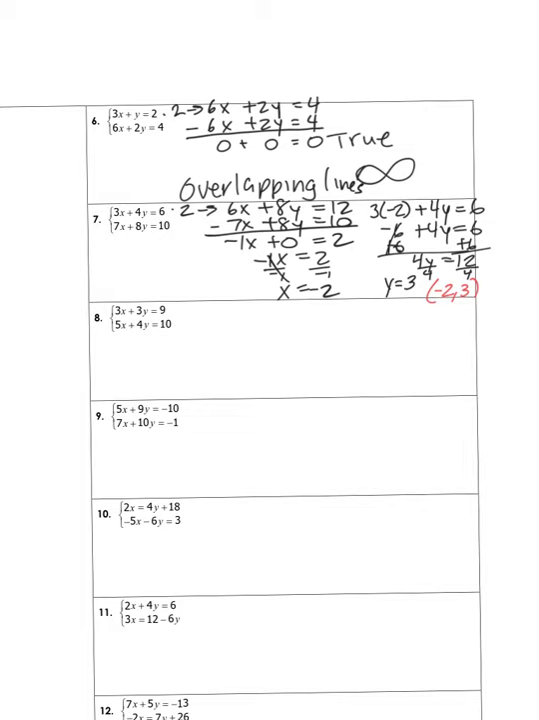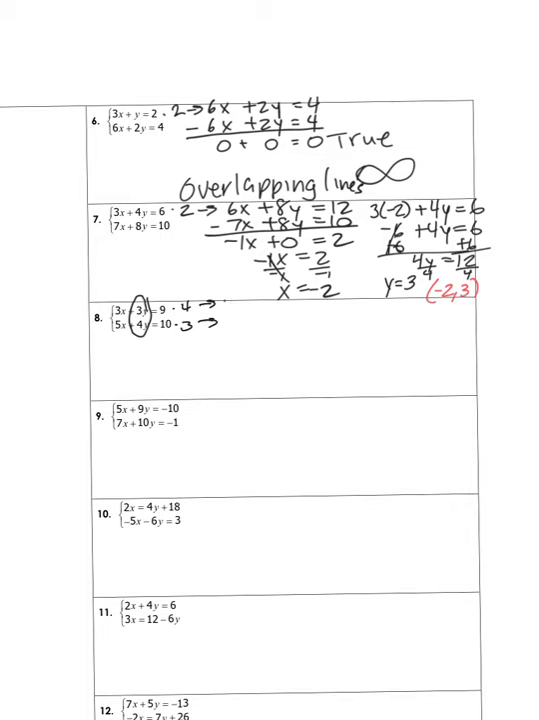Number 8. In number 8, this is the first time that we are going to have to multiply both equations by something in order to get one of the variable terms to cancel out. And we're going to use the y terms. And you can see 3 and 4, I need them to both equal 12. So I'm going to multiply the top equation by 4 and the bottom equation by 3. Then I'm going to subtract the two equations to get the y term to cancel out.